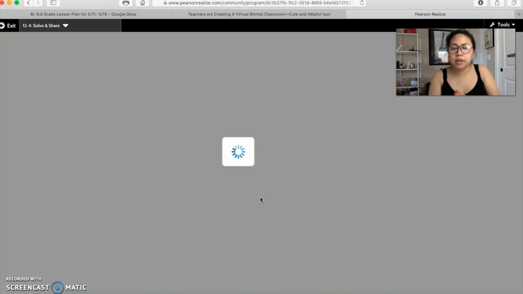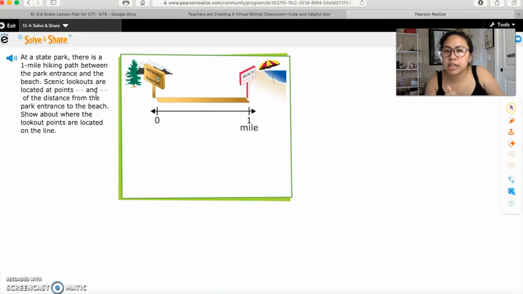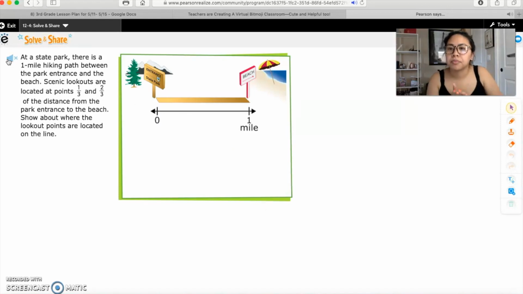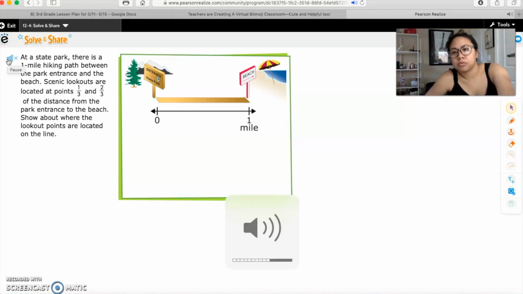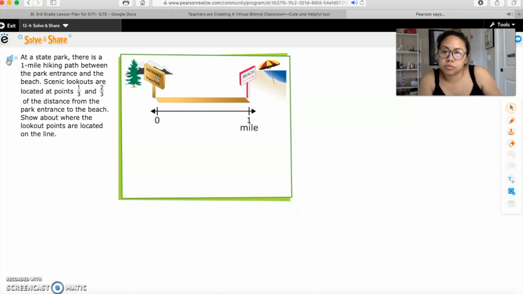Okay, today your solve and share is: at a state park, there is a 1-mile hiking path between the park entrance and the beach. Scenic lookouts are located at points 1/3 and 2/3 of the distance from the park entrance to the beach. Show about where the lookout points are located on the line. Okay, so they are showing you 1 mile. They want you to show where the lookout points are on 1/3 and 2/3.